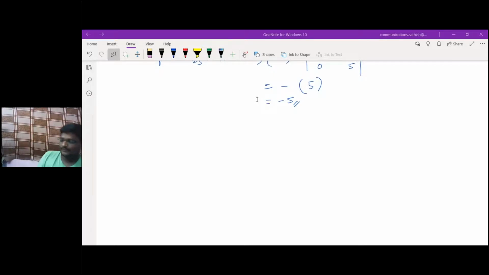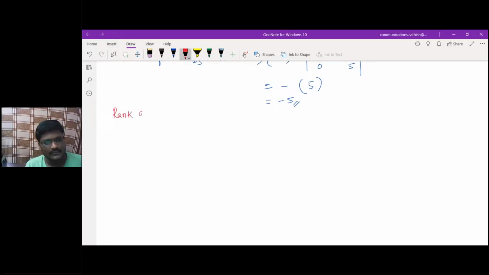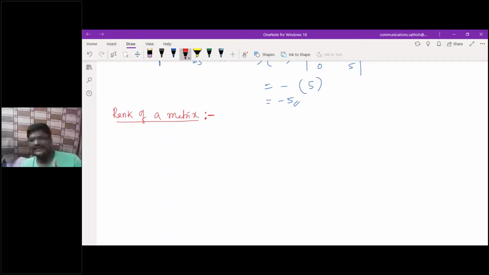I hope you understood the concept of the inverse of a matrix. So now let me start one more topic called the rank of a matrix. Yeah, maybe in your academics you studied the theory, but here it is not required. Generally, the rank of a matrix is a number, which will be denoted with respect to the row. It is a number.